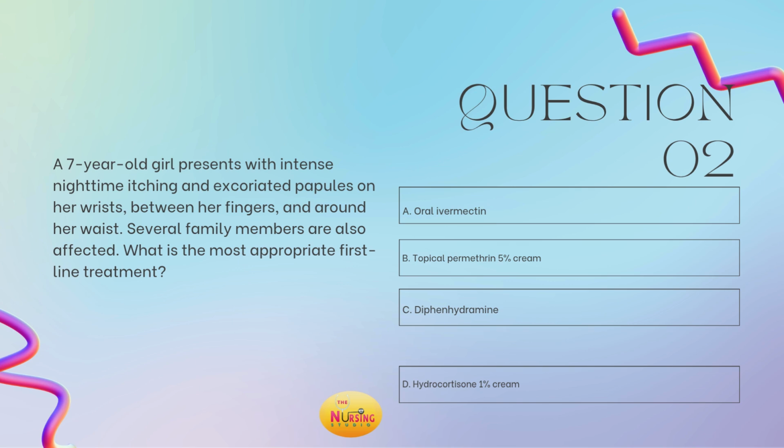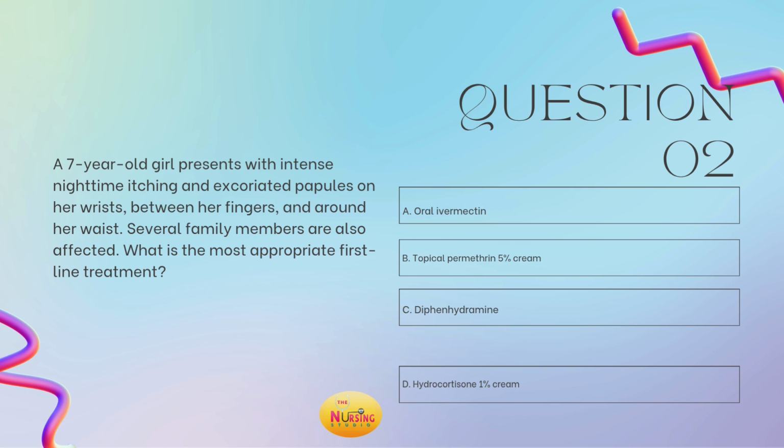Y'all, this is classic presentation for scabies, right? Especially that between her fingers. Scabies commonly will present in the webs of the fingers, right? So remember, with scabies, our first line treatment is B, that topical permethrin 5% cream, also known as Elimite.